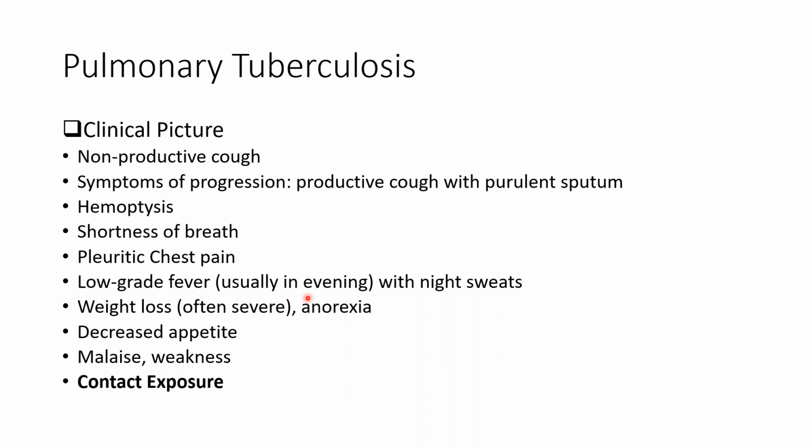Low-grade fever, usually in the evening with night sweats, weight loss, often severe, anorexia, decreased appetite, malaise, weakness. Any contact exposure history is important as it gives a clue to diagnosing TB.